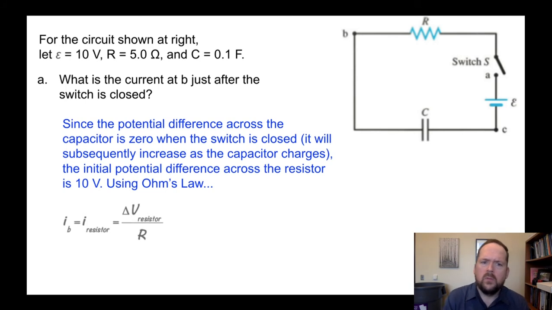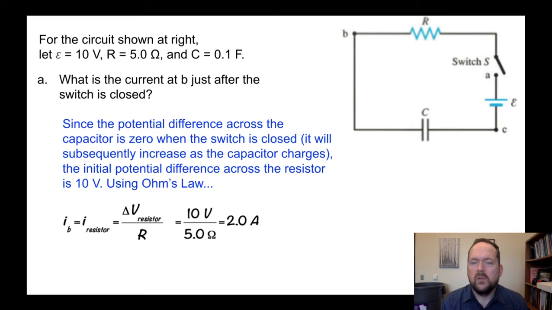And then if I use Ohm's law, I can say the current at point B is going to be the same as the current that's flowing through the resistor. Everywhere in that loop, except between the plates of the capacitor, the current's the same. So that's the potential difference across the resistor divided by its resistance. As the problem tells us, that's a 10 volt potential difference across the resistor. The resistor has 5 ohms of resistance, so that's 2 amps of current. That's the current when I start, and then it's going to be dropping off from there over time.